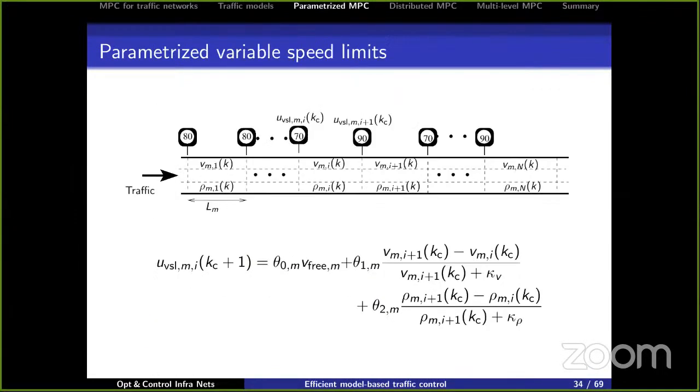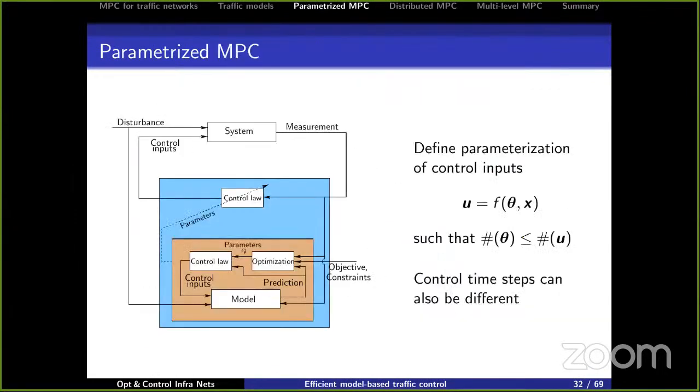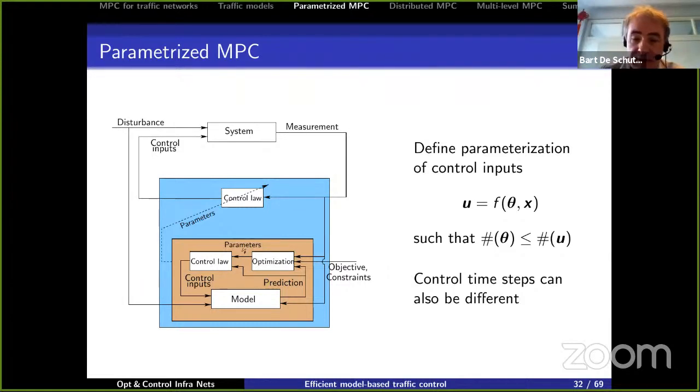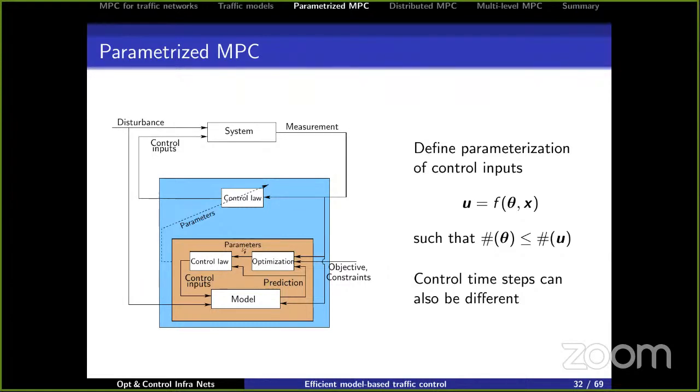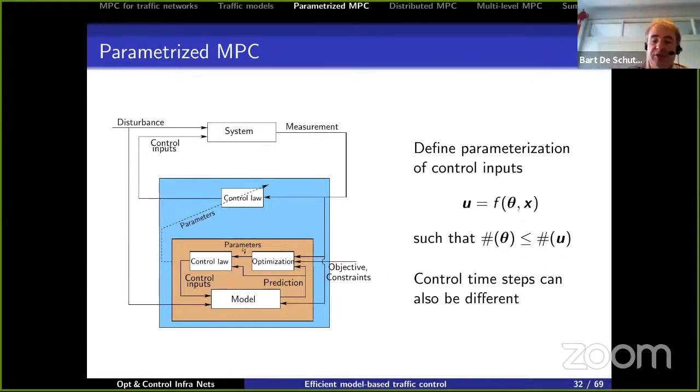My question would be here: so we do, let's say, parametric approximation of the solution and the policy. Is it possible that we will get results that are not feasible? Yeah, so that's a good question.